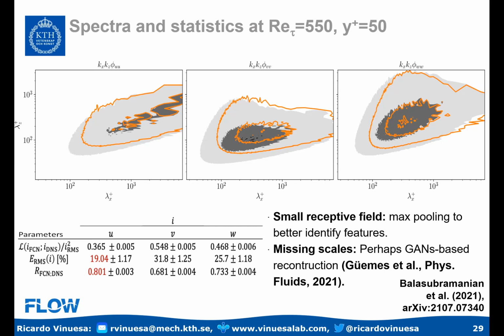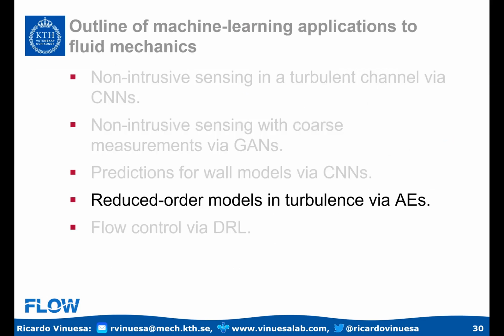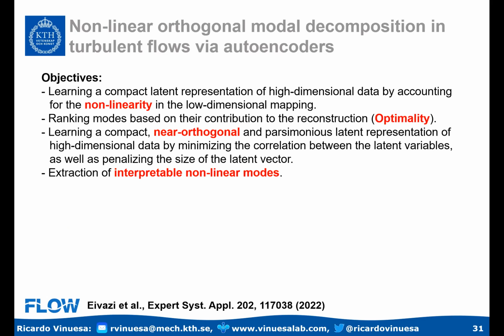Okay. Now, I promised you at the beginning to talk about reduced order models, and here I believe there is quite some potential as well for neural networks. Of course we all know POD and how POD can, from a linear point of view, produce an optimal reconstruction, an optimal reduced order model of the data.